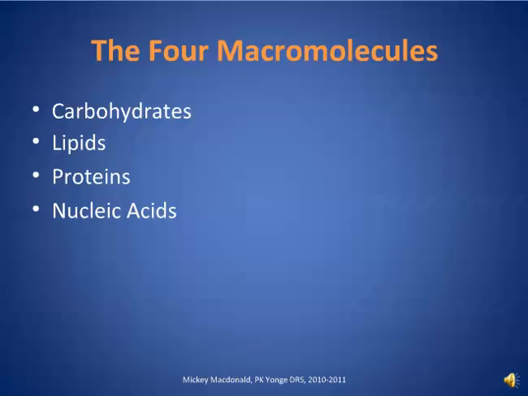The four groups of macromolecules that are responsible for the immense diversity of living things are carbohydrates, lipids, proteins, and nucleic acids. These four macromolecules are produced from a very small group of about 50 monomers, which bond in millions of different ways in living things.